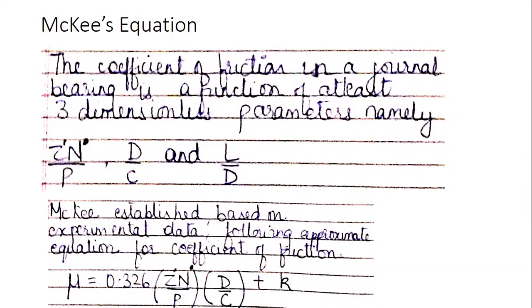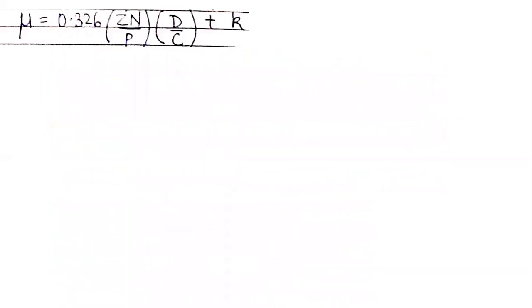experimental data. Based on experimental data, he established this equation of coefficient of friction, which is 0.326 ZN by P, D by C plus K. Now, the one which you see in your design data book and the one which you see here, there is hardly any difference. But we will be using this equation 0.326 ZN by P, D by C plus K. Why? How? I'll tell you when we are going to solve the numericals.